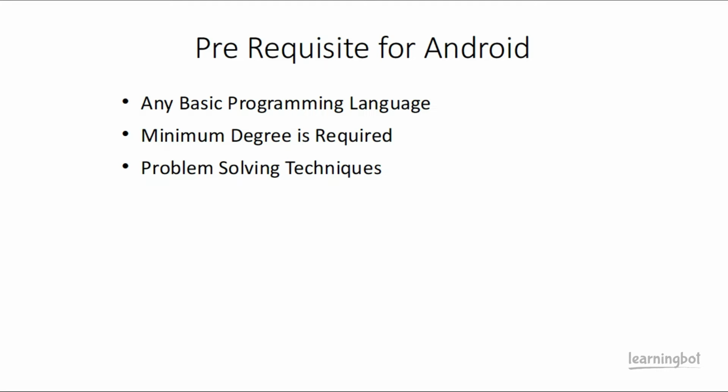Why is a degree required? See, after learning the course, we have two different types of people. Some people do their application for their own business. Some people are looking for a job as an Android developer, who are going to make their career as an Android developer in the IT industry. For them, a degree is required. For freelancers and others, it's not required, but a degree is required for those planning to make their career in the IT industry. Definitely, a degree is required for them.